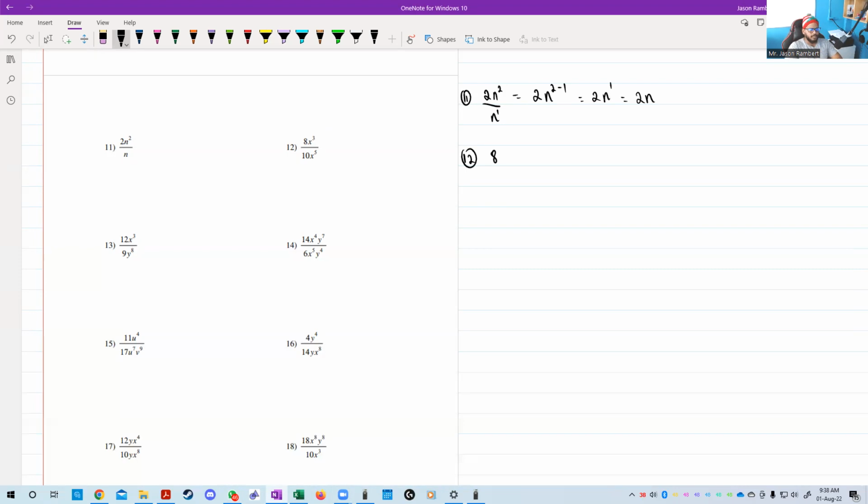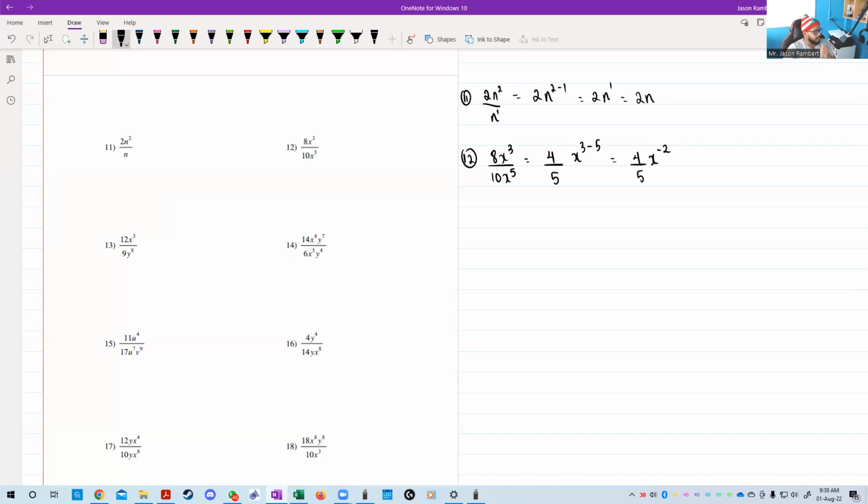Number 12, 8x cubed over 10x to the power 5. You can simplify the fraction. This becomes 4 over 5. X to the power 3 take away 5. 4 over 5 x to the power minus 2.